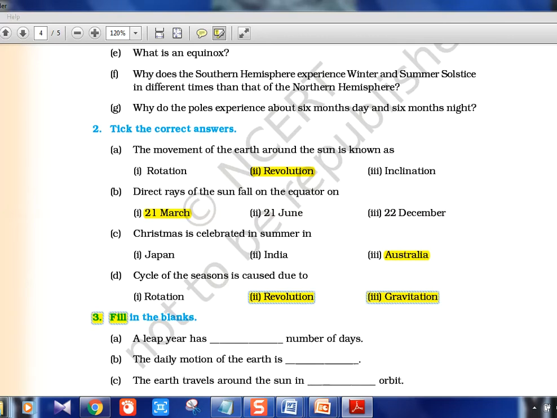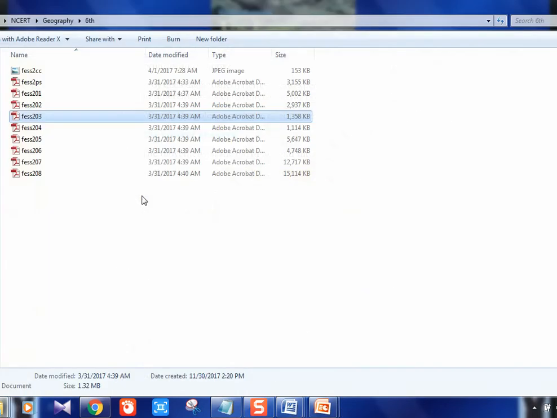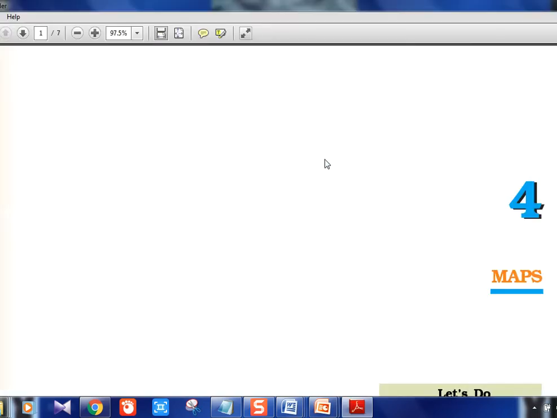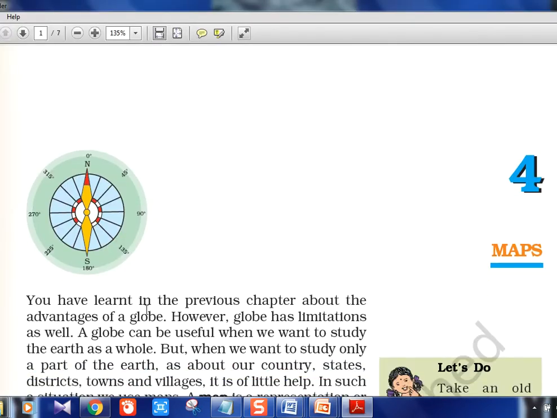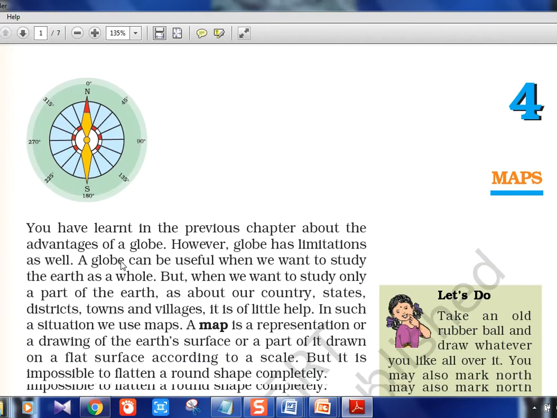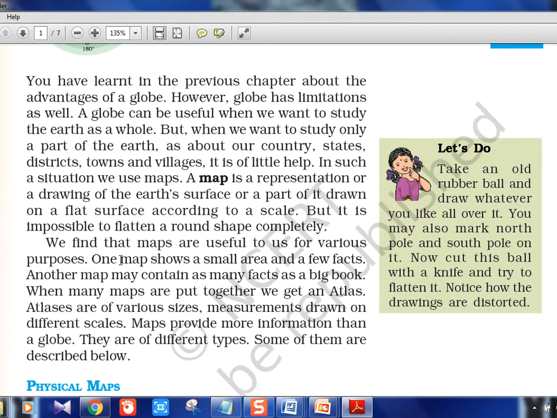We'll go for chapter 4. I think that's again a very silly chapter you can call it. I think maps. Yeah, it's maps. This is the compass, the image you see. So it is just telling what a political map is, what a physical map is, that kind of thing.